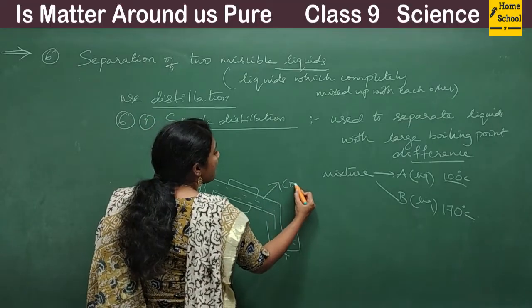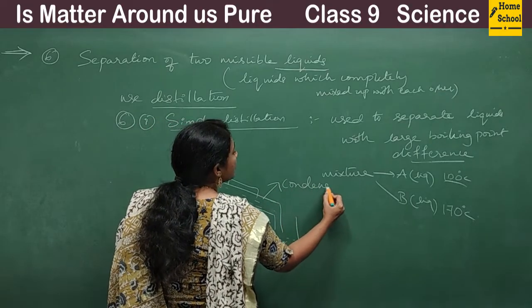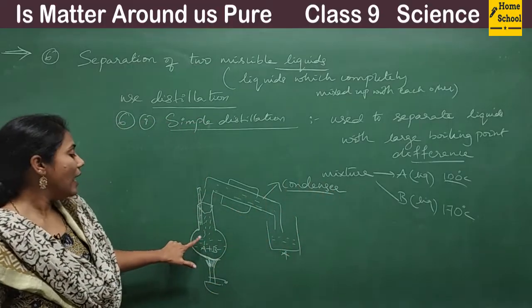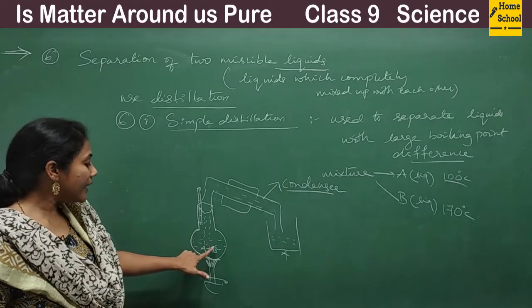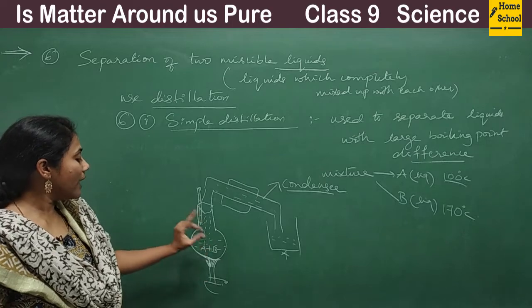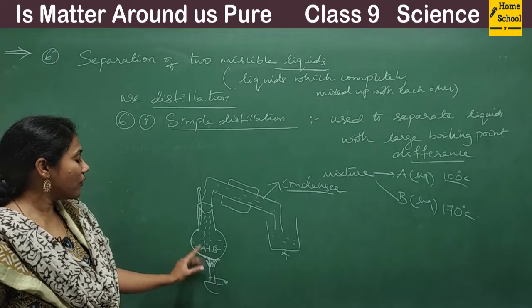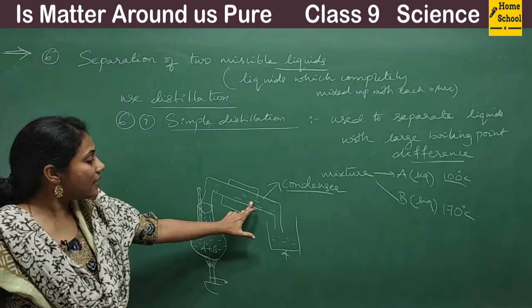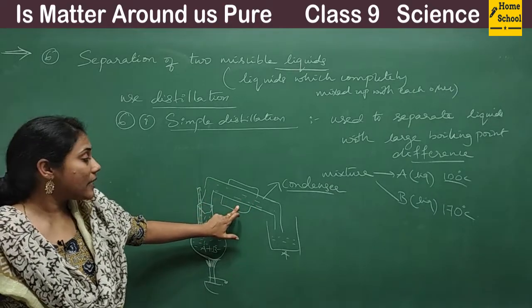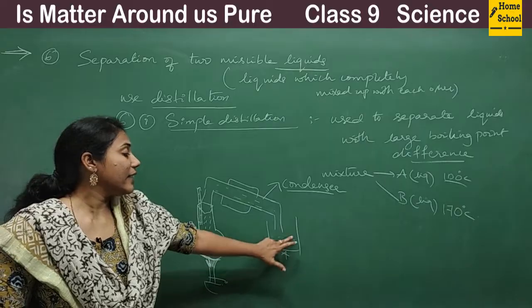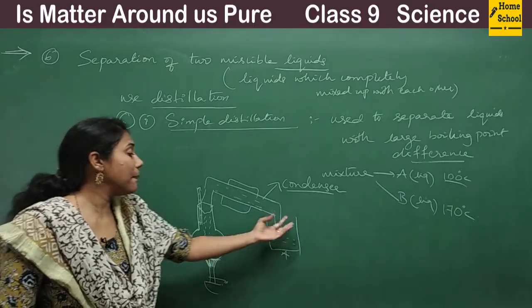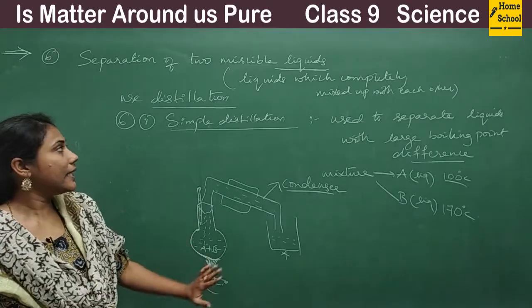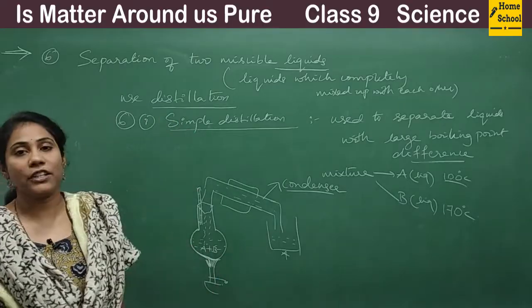In simple distillation, we use something called a condenser. This is a flask. I took a mixture and I'm heating. The moment one boiling point is reached, one component gets vaporized and goes to a condenser. There it again becomes a liquid and gets collected in a beaker. That's how you are separating A from B. So it's a very, very simple technique, that is simple distillation.